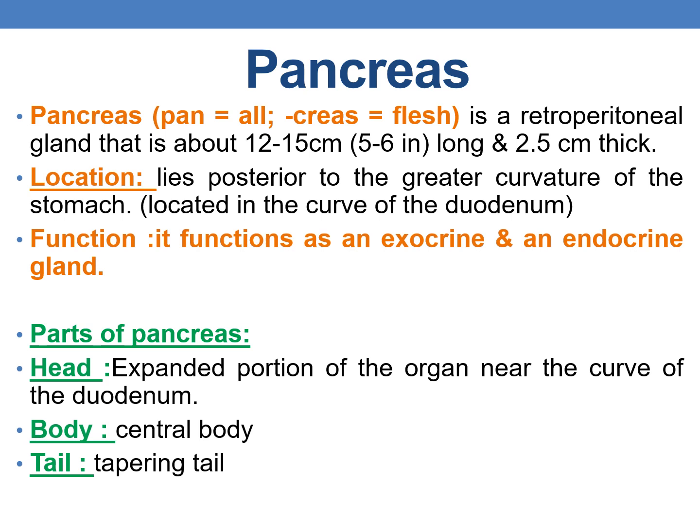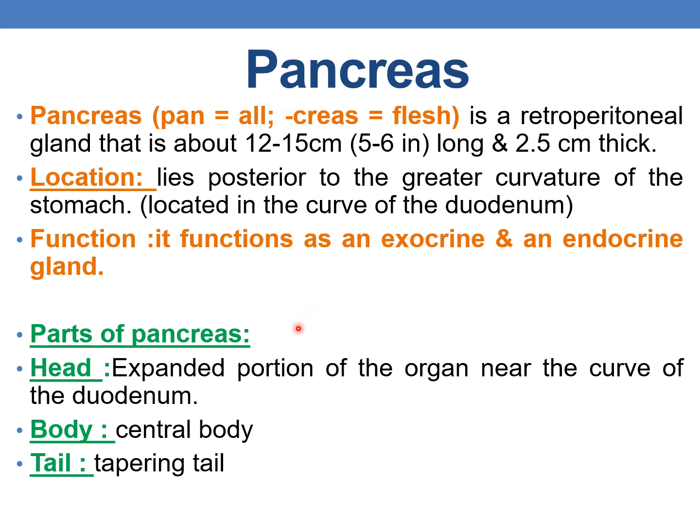Coming to the location, it lies posterior to the greater curvature of the stomach and is located in the curve of the duodenum. The major function of the pancreas is that it functions as both an exocrine gland and an endocrine gland. So an example of both an exocrine and endocrine gland is the pancreas.